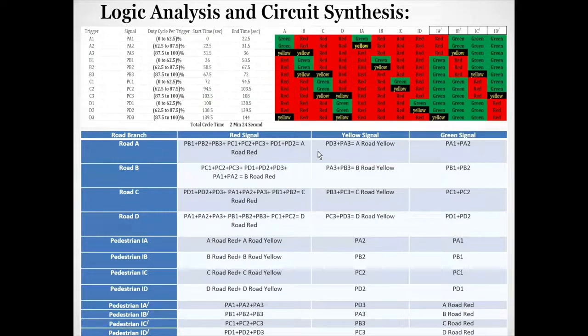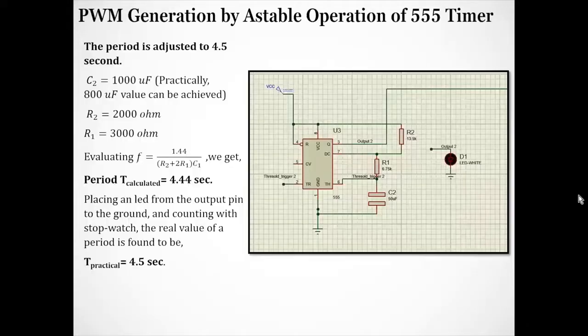Now we will go to the next slide. In this slide, I'm explaining the operation of the 555 timer. The period is adjusted to 4.5 seconds in the hardware, and evaluating the formula of the frequency, we calculate the period as 4.44 seconds, but in the actual hardware, we get a period of 4.5 seconds. But we adjusted the values of the parameters in the software in such a way that the runtime of the entire simulation is smaller than that in hardware.